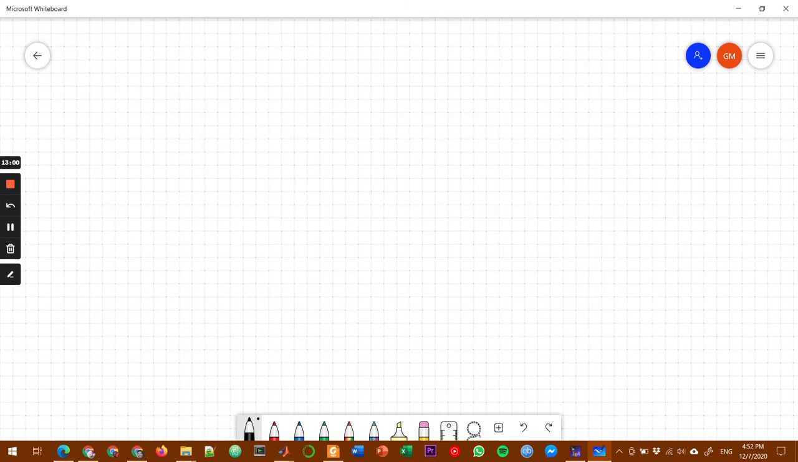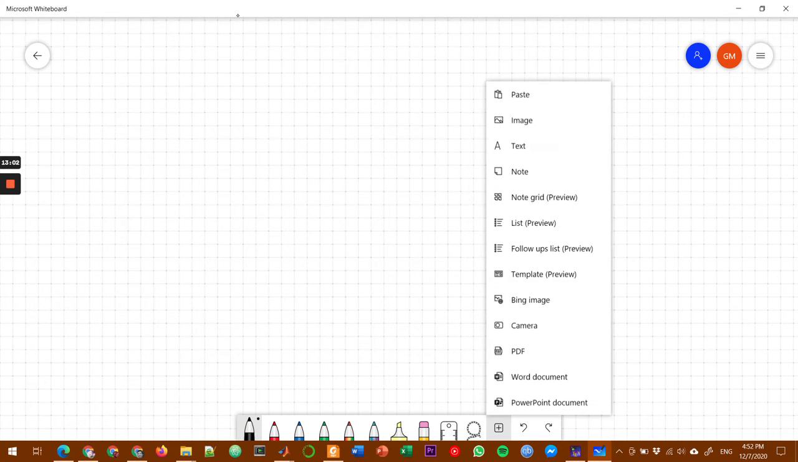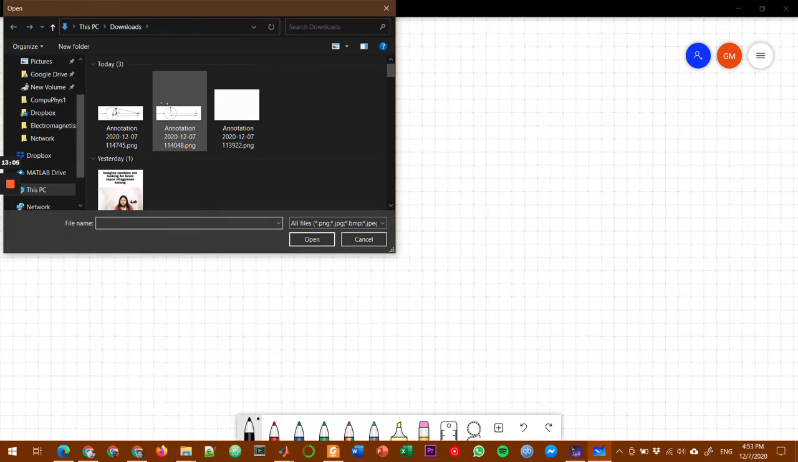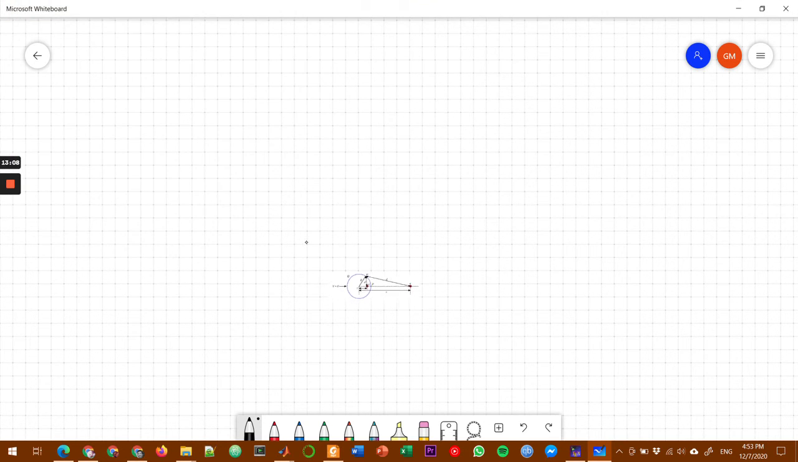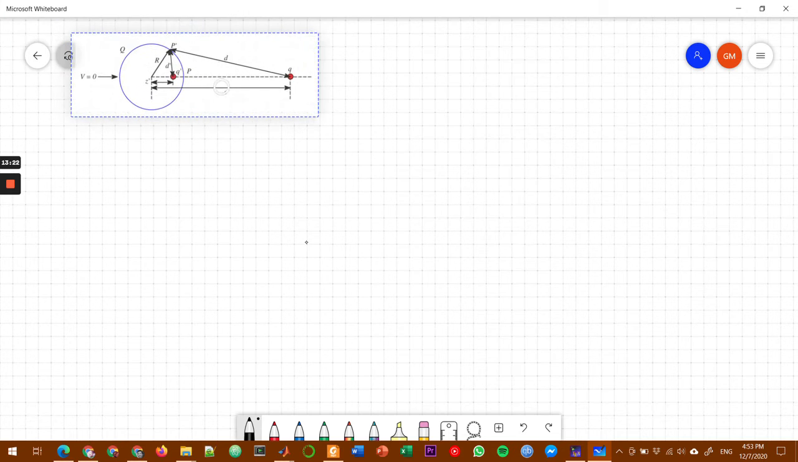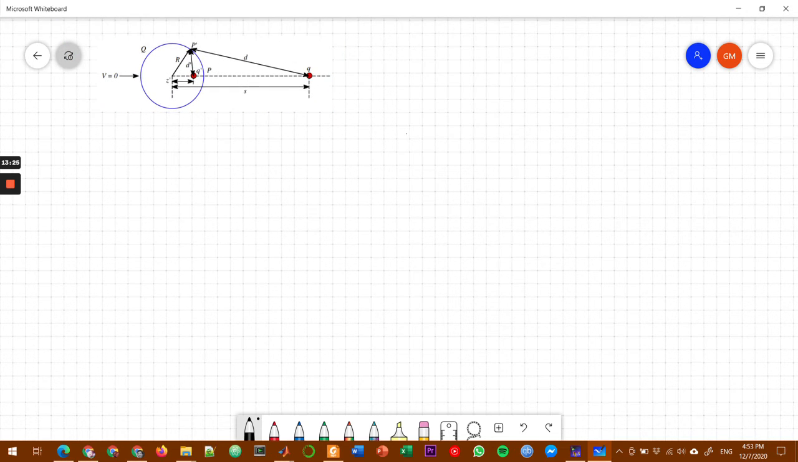So let's do that. Okay. So let's consider now the system nga naa ko'y point P prime. Okay? So at point P prime, my potential there should be 0. And ang distance niya from Q is D. And then ang distance niya from Q prime is D prime.